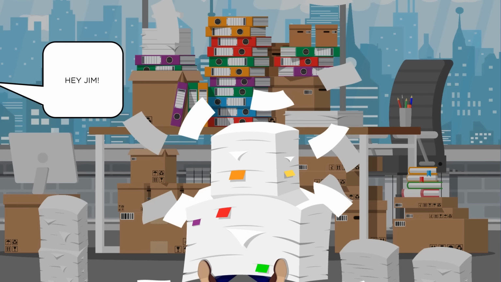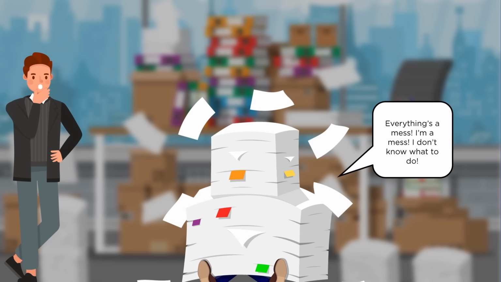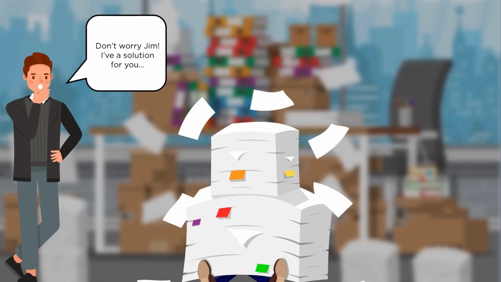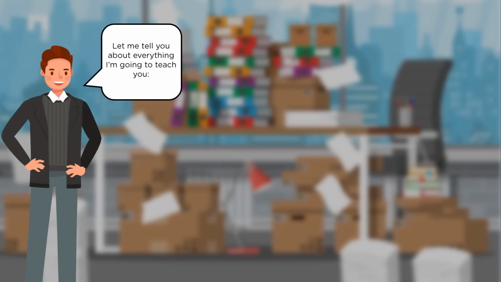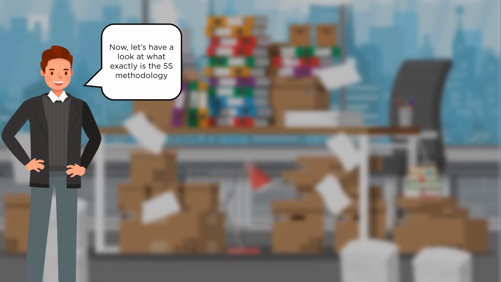That's when John walks in. John asks him what's wrong. Jim tells him that he's in a mess and doesn't know what to do. That's when John tells him about his solution, the 5S methodology. Now, let me tell you everything I'm going to teach you. We'll be talking about what is the 5S methodology, benefits of the 5S methodology, the process of 5S, which consists of 5 other steps. So now, let's have a look at what exactly is the 5S methodology.